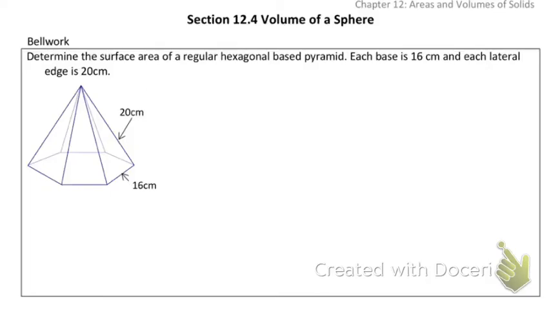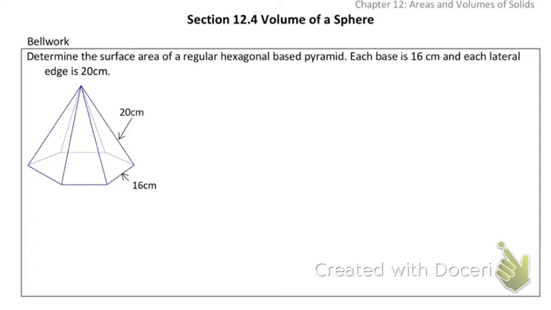It says each base is 16 centimeters and each lateral edge is 20 centimeters. To help you out, I drew the picture and I marked what everything is. So this is our lateral edge. That's where our L is. And this right here is our base, the base of each triangle.